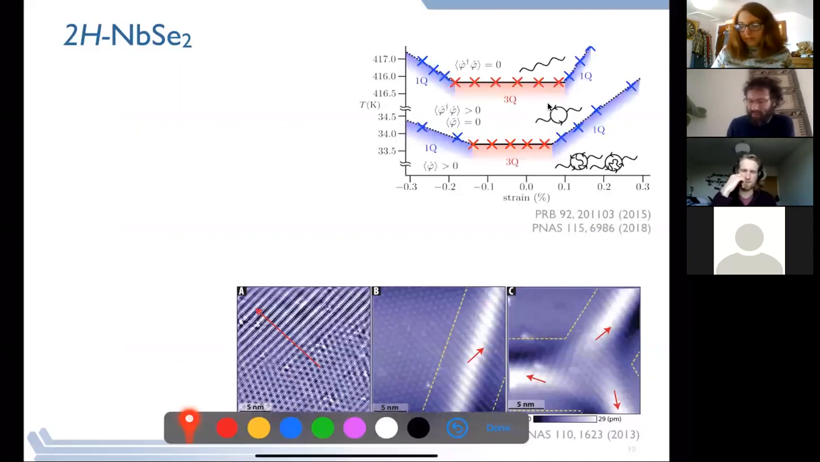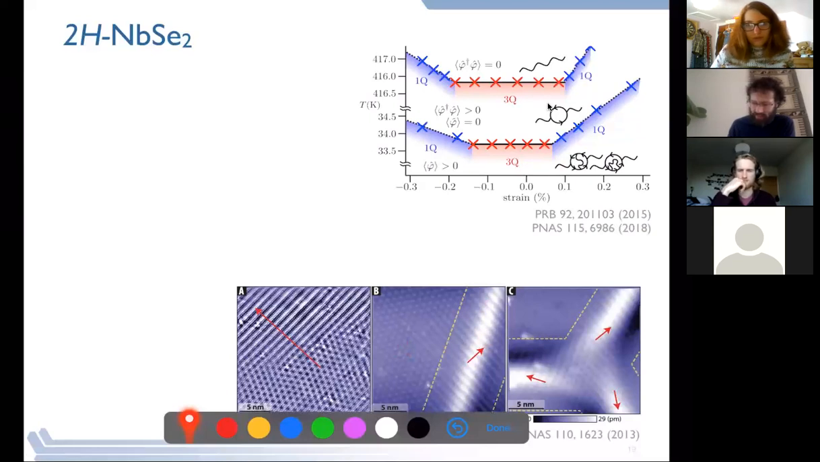And again, if you have these calculations with the electron-phonon coupling, then you can actually predict, if I start stretching or straining my material, then when will it change? So 3Q here means this hexagonal phase, and 1Q means this stripe-like thing. You have to push it above like 0.1% strain, and then you see that it does something. Or if you strain it the other way, it goes a little bit further.